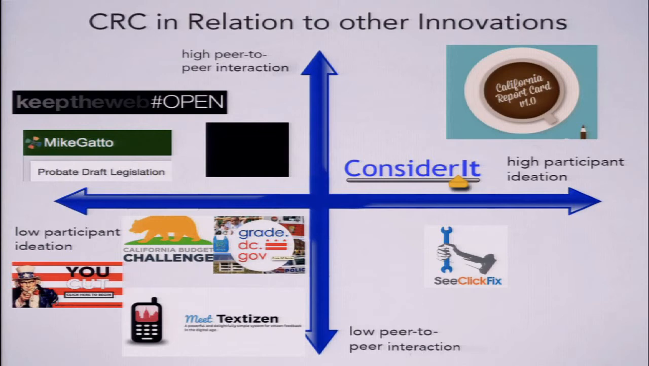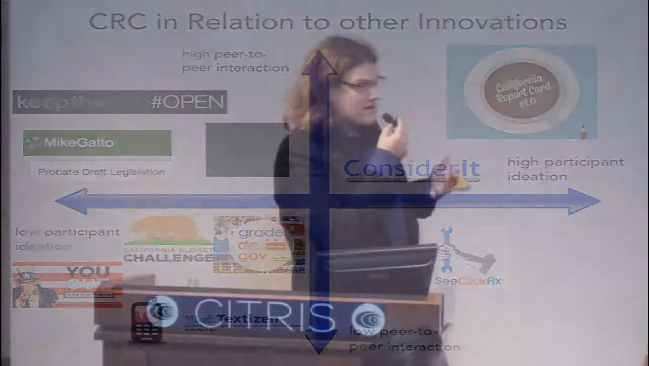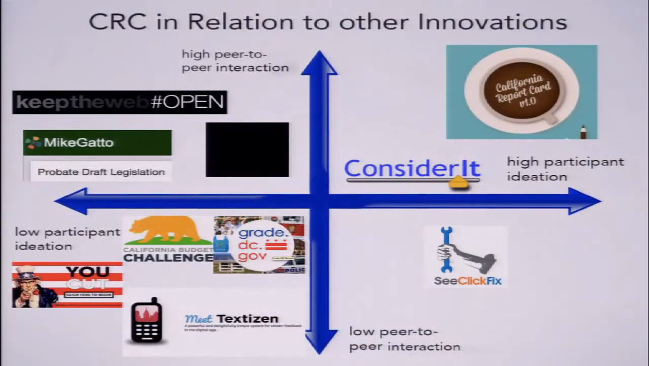So as we've been highlighting, there's plenty going on in the area of democratic innovations. And the question is, how would we say that the California Report Card differs from the existing efforts? Of course, the first dimension is the level of participation and ideation. Let's take the California budget challenge. You are not given any opportunity to ideate. You can vote on preset settings of what can happen, what cannot happen. Whereas in the California Report Card or Consider It, you actually have a possibility to engage in the dialogue, go deeper into ideation, and propose new things.